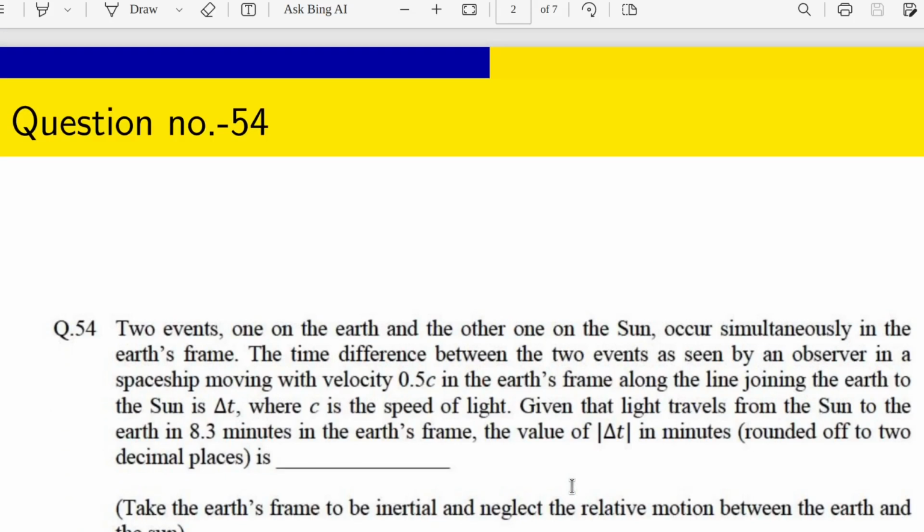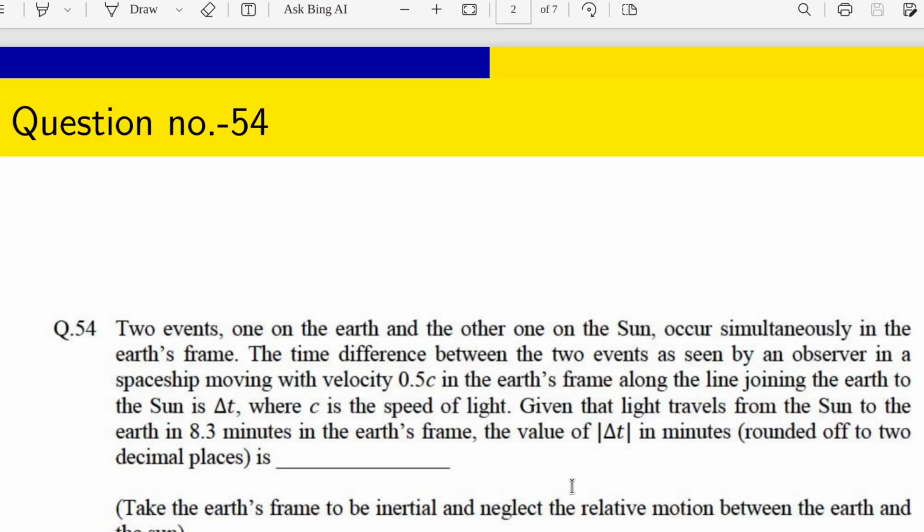The question is: two events, one on the earth and the other on the sun, occur simultaneously in the earth's frame. The time difference between the two events as seen by an observer in a spaceship moving with velocity 0.5c in the earth's frame along the line joining the earth to the sun is delta t, where c is the speed of light. Given that light travels from the sun to the earth in 8.3 minutes in the earth's frame, the value of mod of delta t in minutes, rounded off to 2 decimal places, is how much?